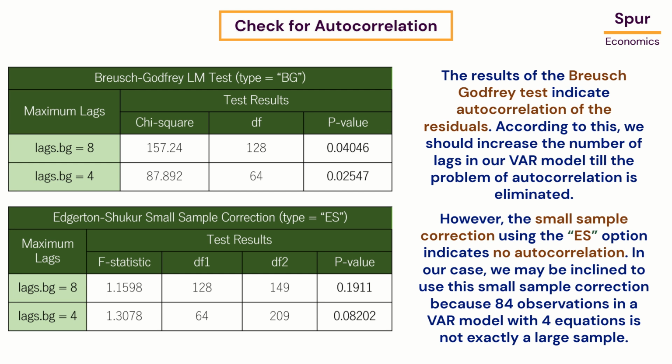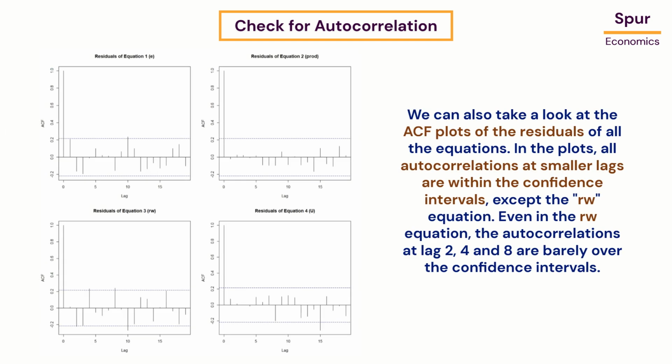In our case, we may be inclined to use this small sample correction because 84 observations in a VAR model with 4 equations is not exactly a large sample. We can also take a look at the ACF plots of the residuals of all the equations. In the plots, all the autocorrelations at smaller lags are within the confidence intervals, except the RW equation. Even in the RW equation, the autocorrelations at lag 2, 4, and 8 are barely over the confidence intervals.